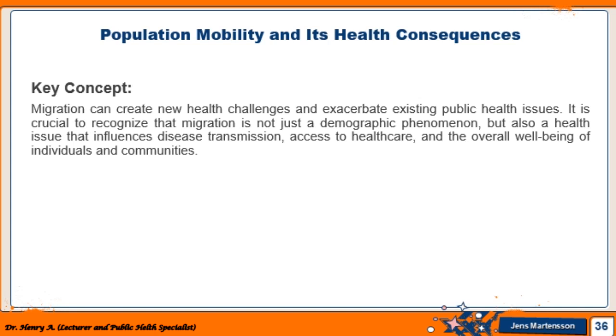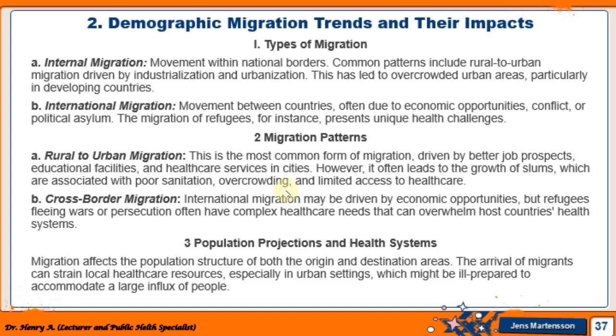And so access to healthcare is very important in cases of population mobility, and the consequences must be mitigated so that it doesn't become a fast spread without control. So let's move to the next one, demographic migration trends and their impact. This is the second subtopic under lesson 5. Now, demographic migration trends and their impact.